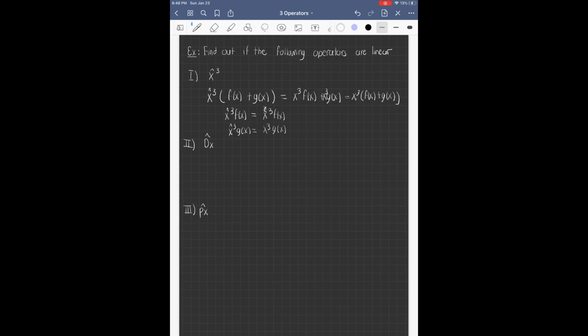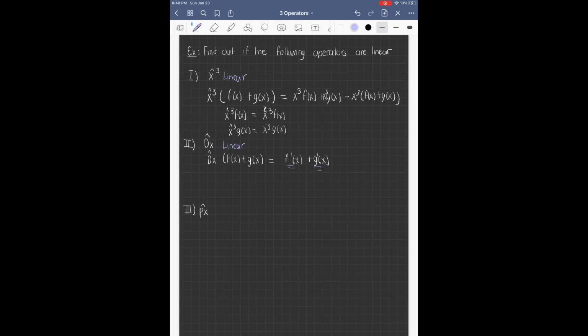All right, and this would be linear because I just proved that. Now, the derivative operator too, if we were to do the same thing, we would do that separately, so it would be f prime of x plus g prime of x. The same as if we were to operate on these separately. You would still get the same answer. So this is also linear.